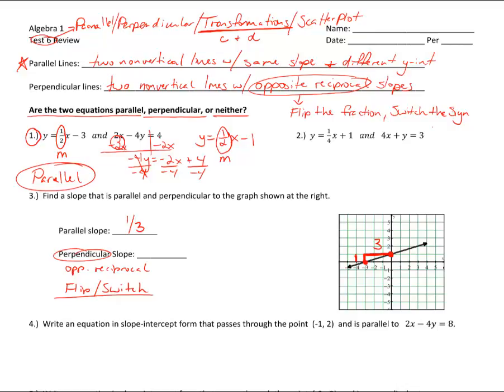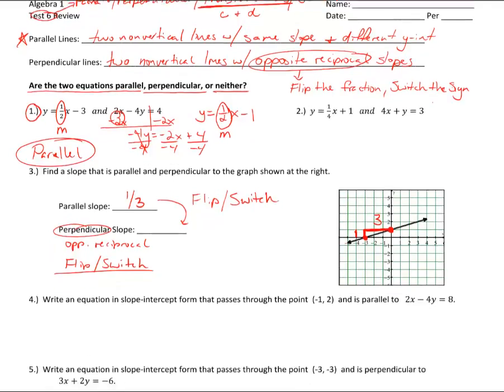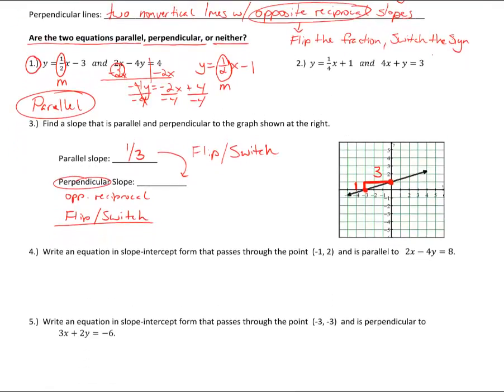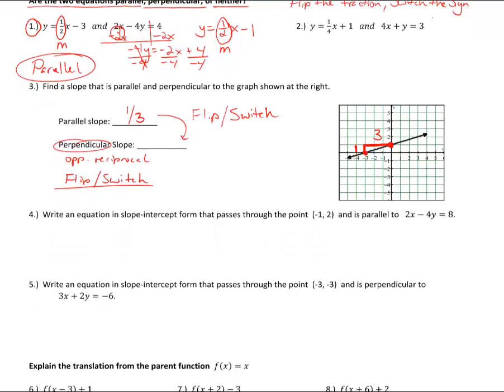Simply though, for part 2, flip and switch. You know how to flip and switch. Instead of positive 1/3, it becomes, you got it. All right. I'll do 4, and you can do 5. 5 again is just perpendicular. You have to flip and switch it.